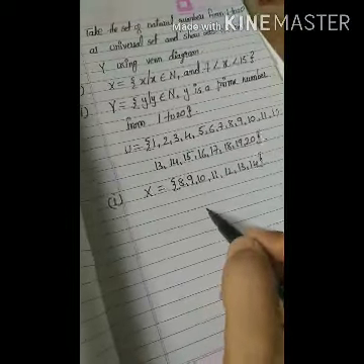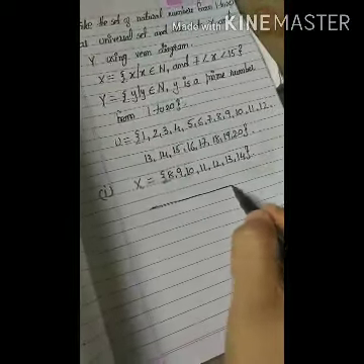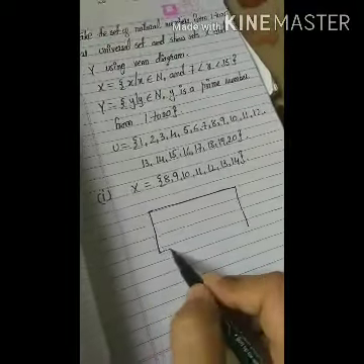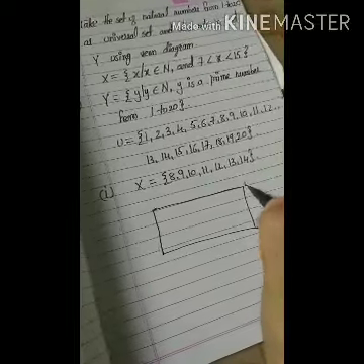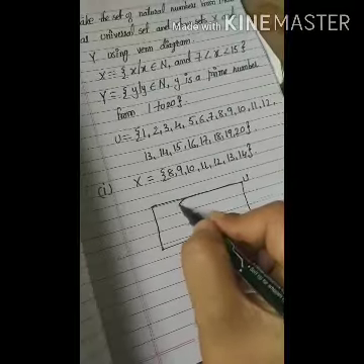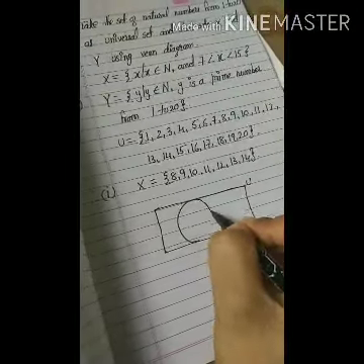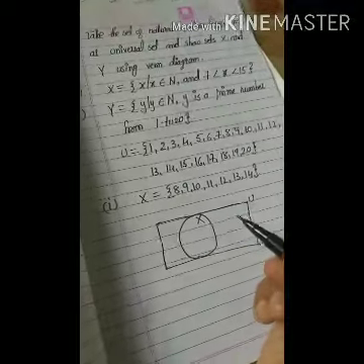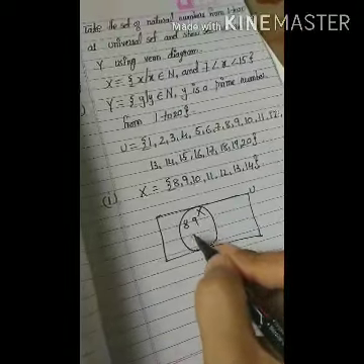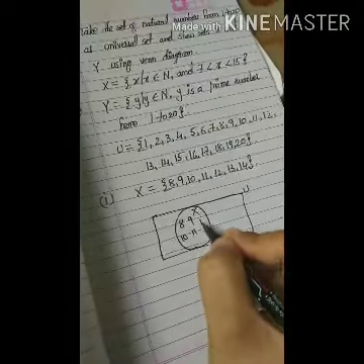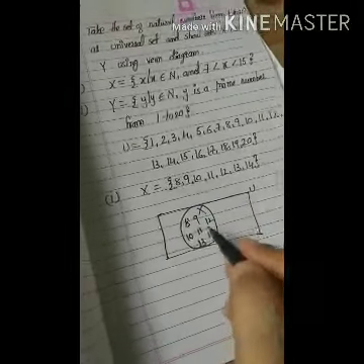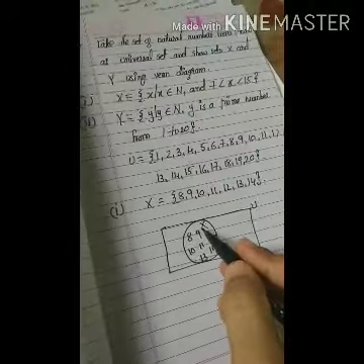First we draw the universal set. Usually we draw the universal set in rectangle shape. This is your universal set. Now we draw the Venn diagram for set X. This is your X. What are the elements of set X? 8, 9, 10, 11, 12, 13, 14. All the elements of set X are written inside this Venn diagram of X.